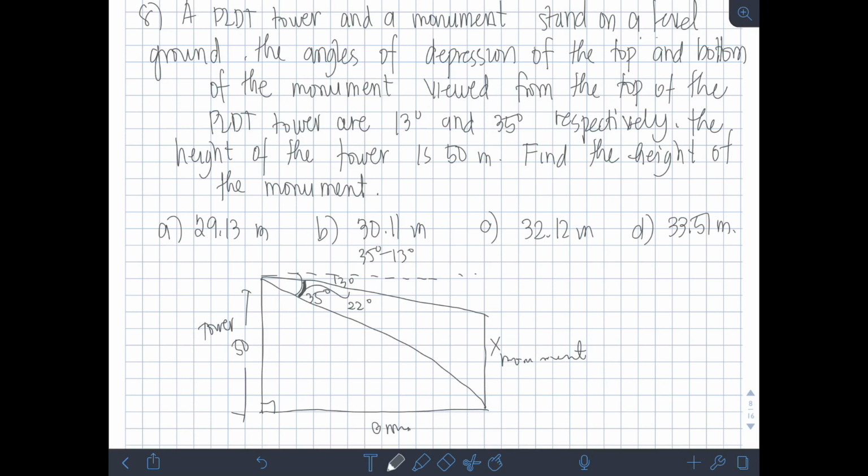Okay, so, seeing this figure, pwede nating ma-solve itong side na to. How? Kasi meron tayong nabuo na right triangle dito, right? Masasolve natin tong angle na to using yung parallel lines. Since itong horizontal ay parallel dito sa ground, this hypotenuse acts as a transversal. So, therefore, this angle is also 35 degree. So, masasolve natin itong hypotenuse na to.